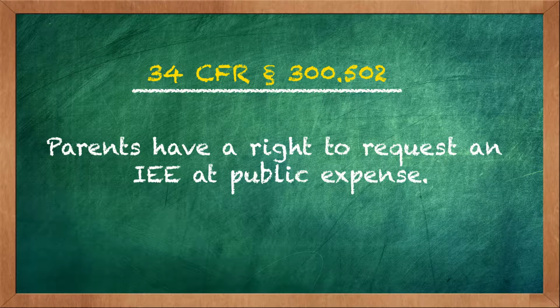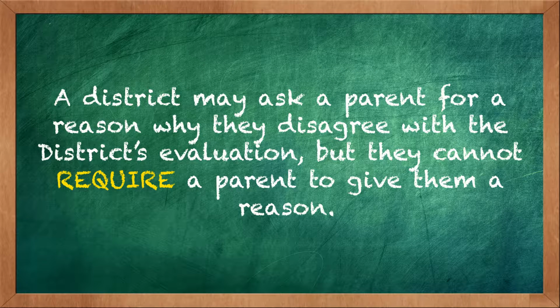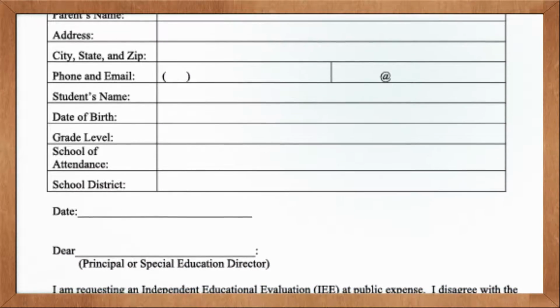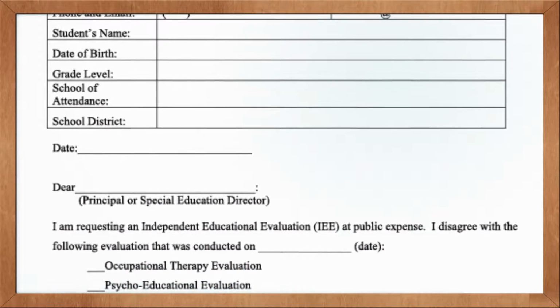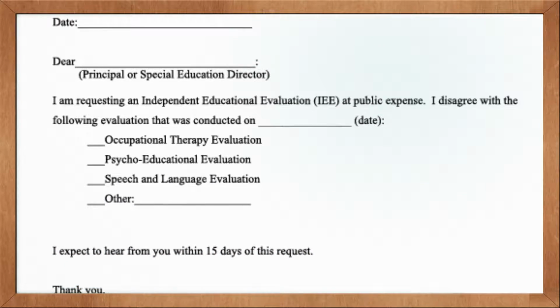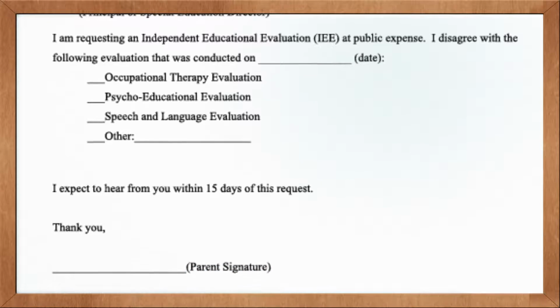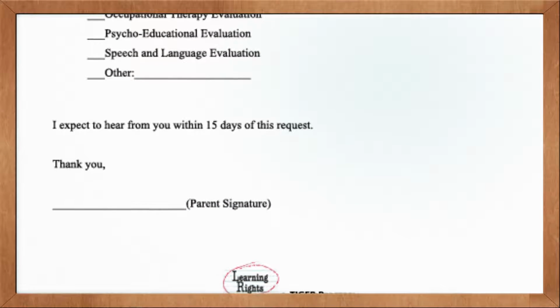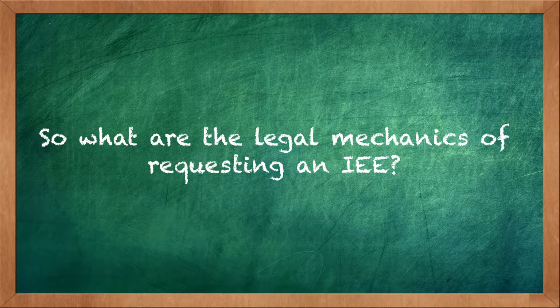In order to request an IEE, a parent simply has to disagree with an evaluation that was conducted by the district. A quick practice note. A district may ask a parent for a reason why they disagree with the district's evaluation, but they cannot require a parent to give them a reason. Since it's always a good practice to put any request in writing, attached is a learning rights template you can use to request an IEE. As with any other letter you write to the school or the district, please make sure you keep a copy of the request.